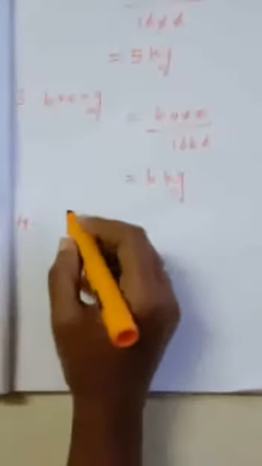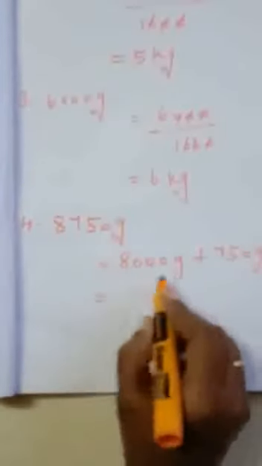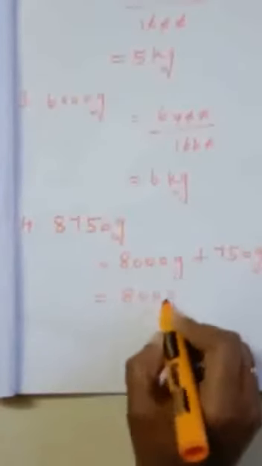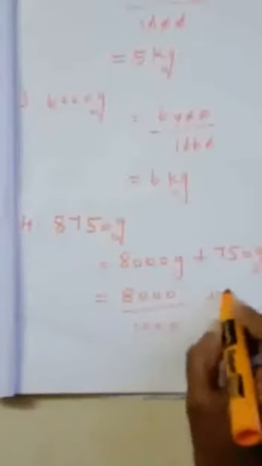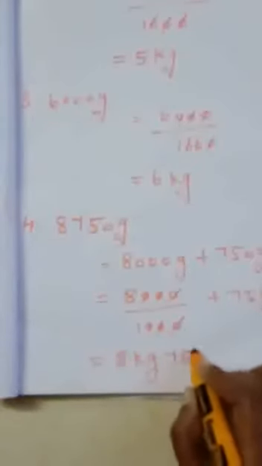Now once more, another sum is given. I'm solving it for you. 8,750 gram is given. Again, the first sum's method that we followed: first you have to split and write this as 8,000 gram plus 750 gram. To convert this into kg, you have to divide, isn't it? 8,000 by 1000 plus 750. Cancel all these zeros. 8 kg. So the final answer is 8 kg 750 gram. Is it clear? So these are the steps.